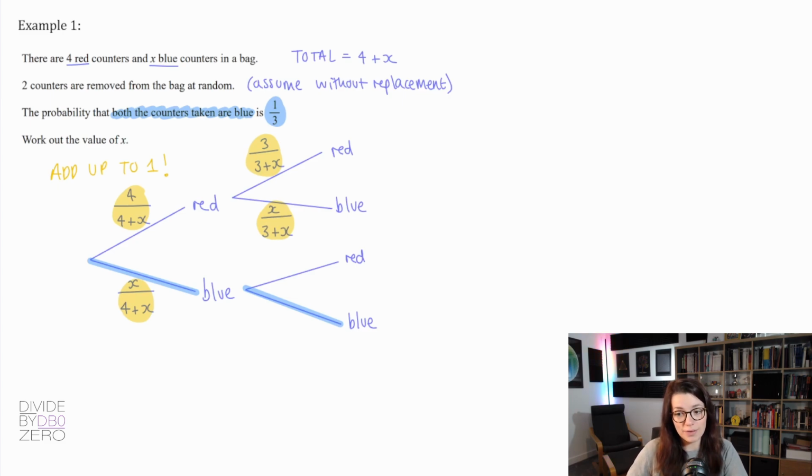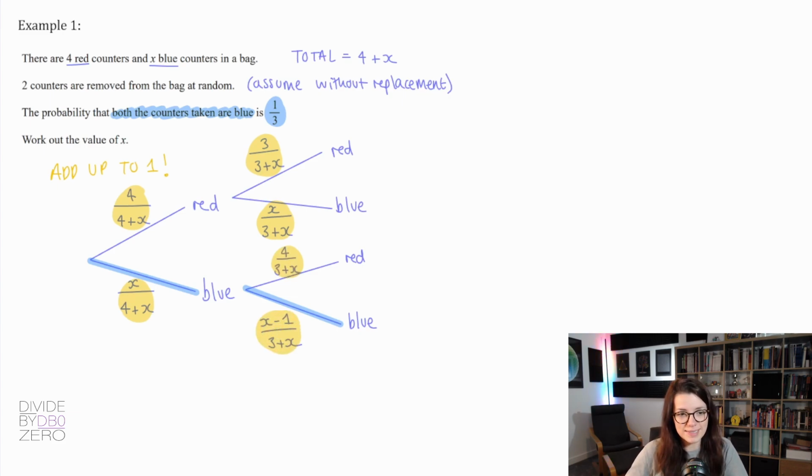Now, if we've taken a blue counter first, the probability of taking a red counter second is going to be 4 out of 3 plus X, because you have 4 red to choose from still, but the total has been reduced by 1. Similarly, if you want a blue counter second after taking a blue counter first, that will be X minus 1 over 3 plus X. Once again, checking that those 2 probabilities add up to 1.